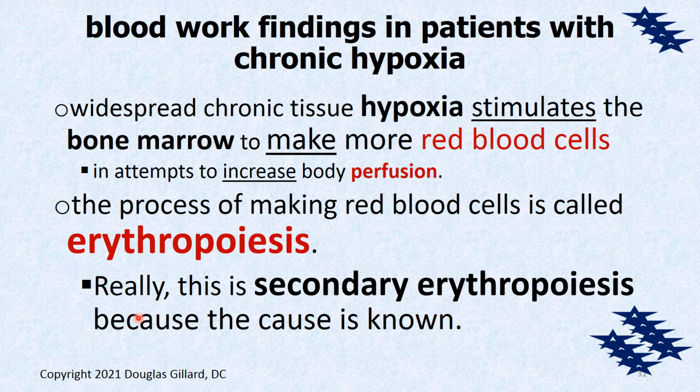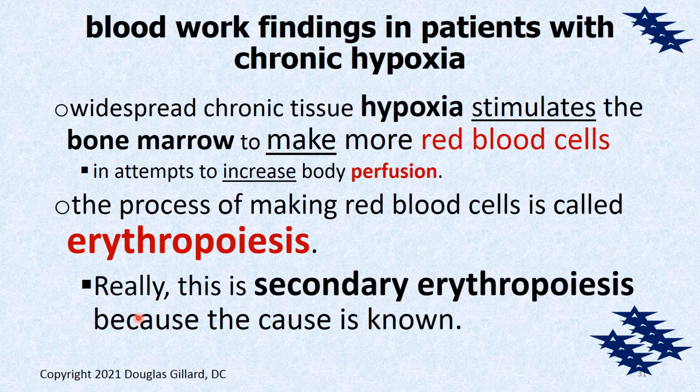Well, if this goes on for a while, if your tissue's just constantly not getting enough oxygen, your body's smart. The body will make more red blood cells. If you can make more red blood cells, then you have more troops carrying the oxygen, so that will try to offset the problem. So the making of these extra red blood cells is called erythropoiesis.